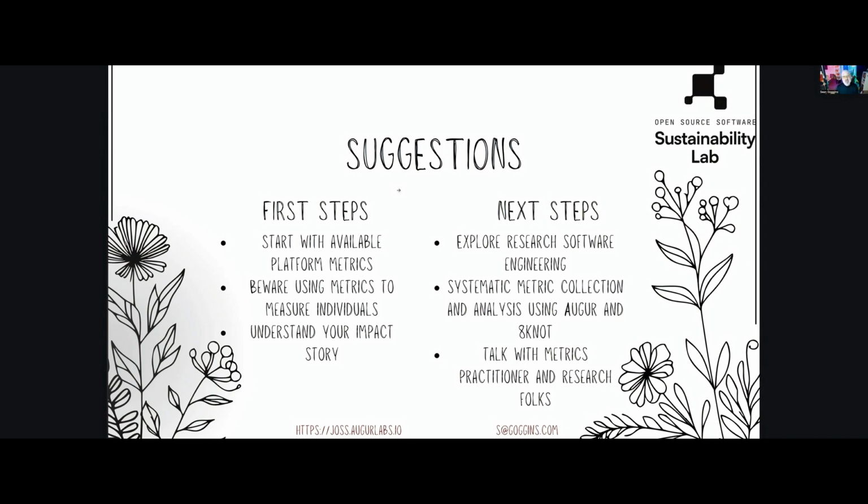And also, finally, talk with metrics practitioners and research folks, people on the CHAOSS projects, people in the Open Source Software Sustainability Lab, to try to get a clear understanding of how others are using metrics to advance their projects and what the next steps might be for you to apply metrics to help make your open source software project in research and science more sustainable, more stable, and more fun for you.